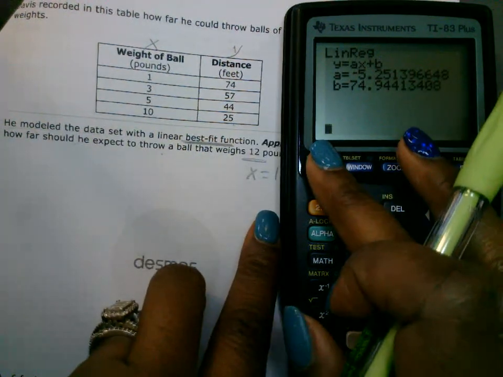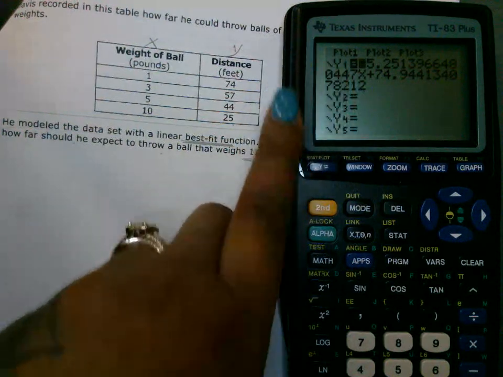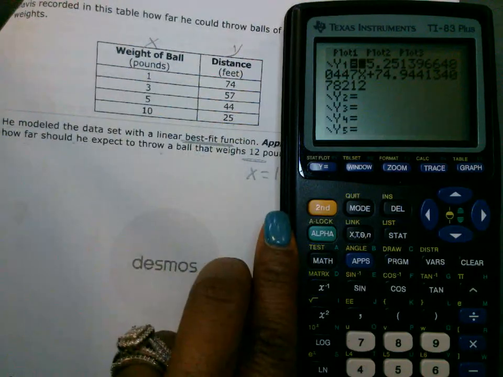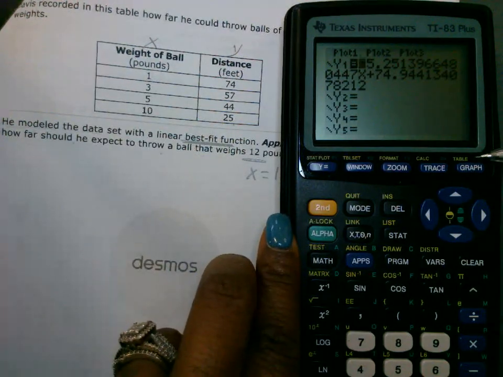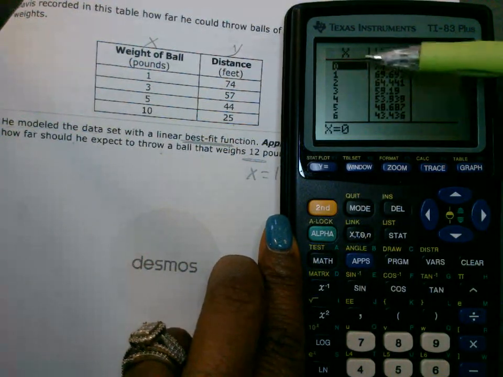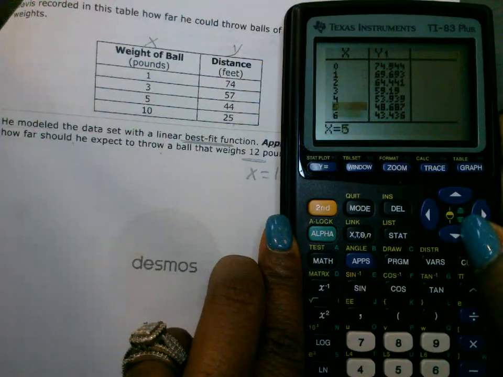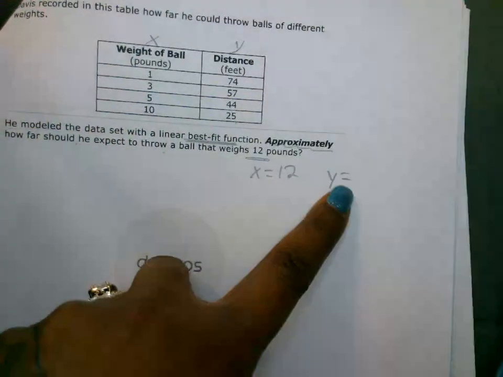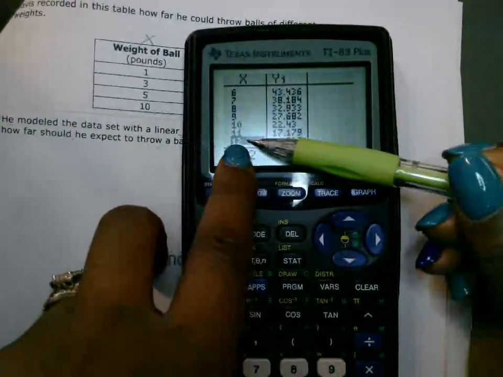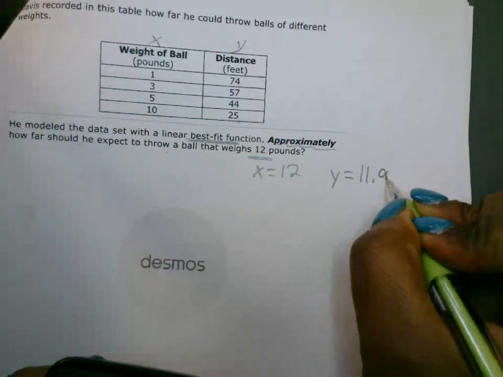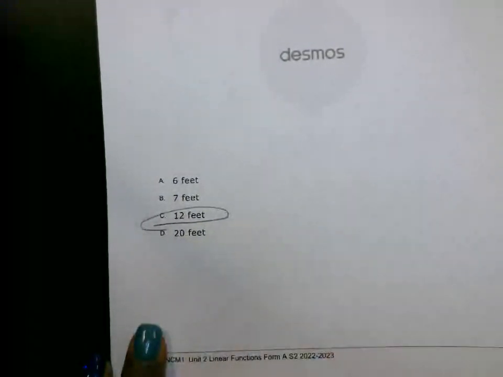So my equation is going to be under y equals, okay? I'm doing that so that I can use the calculator to look at the table values. So I'm going to go to second graph to look at my table values, and I'm going to go down to 12. Okay, so when I go down to 12, that tells me about what my y value is when x is 12. So when x is 12, my y value is 11.9 and some change. Okay, so that is about 12. So my answer is about 12 feet.